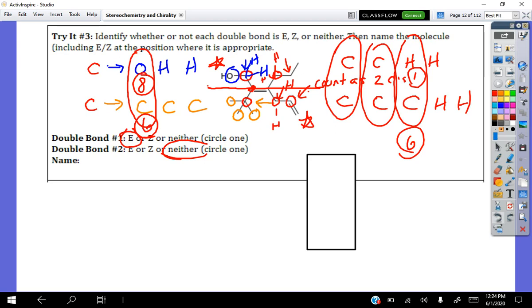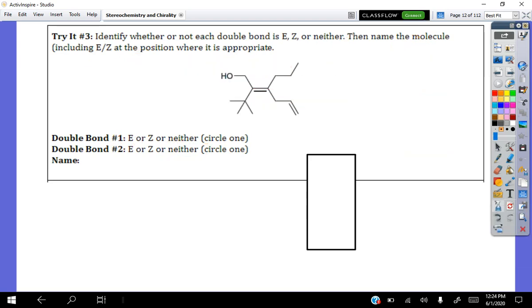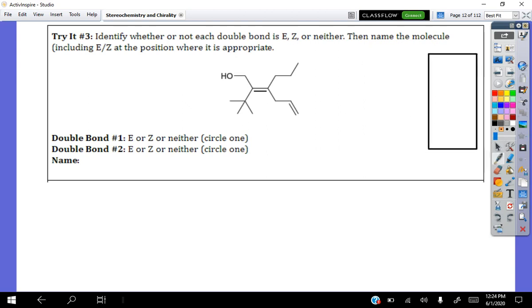So now what we need to do is name it. So I'm gonna clean this up a little bit. Now remember with naming, we also have a priority with naming.